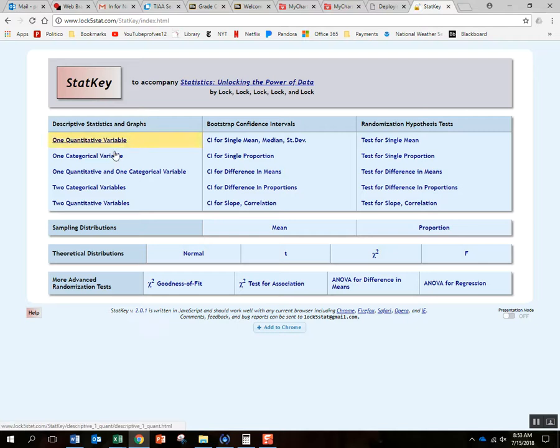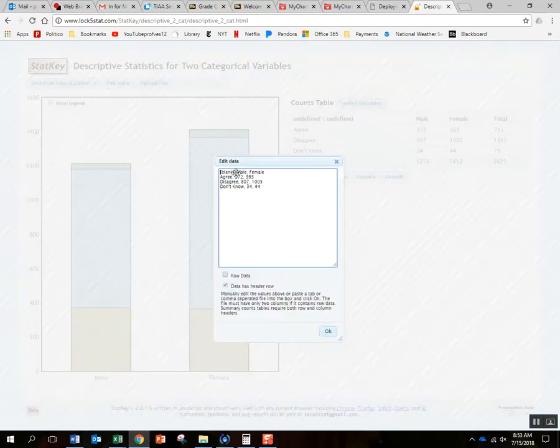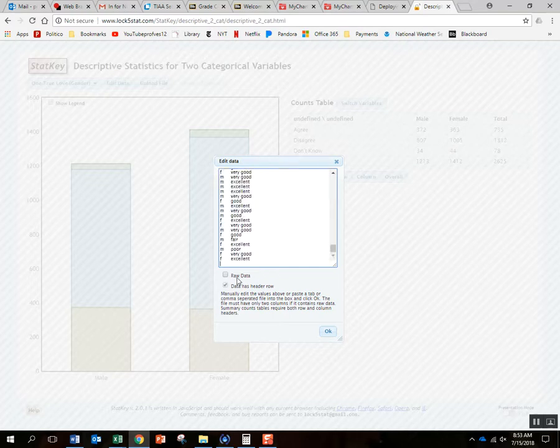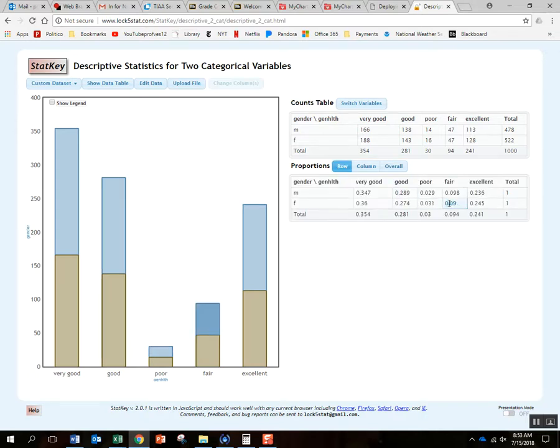There are other ways of doing this, of course, including in Excel, but this is, I think, the easiest. So two categorical variables. So we put our data in here, and this is raw data. And let's look at the row proportions. So first of all, we have 478 men, and 0.236 of them are in excellent health. We have 522 women, and 0.245 of them.